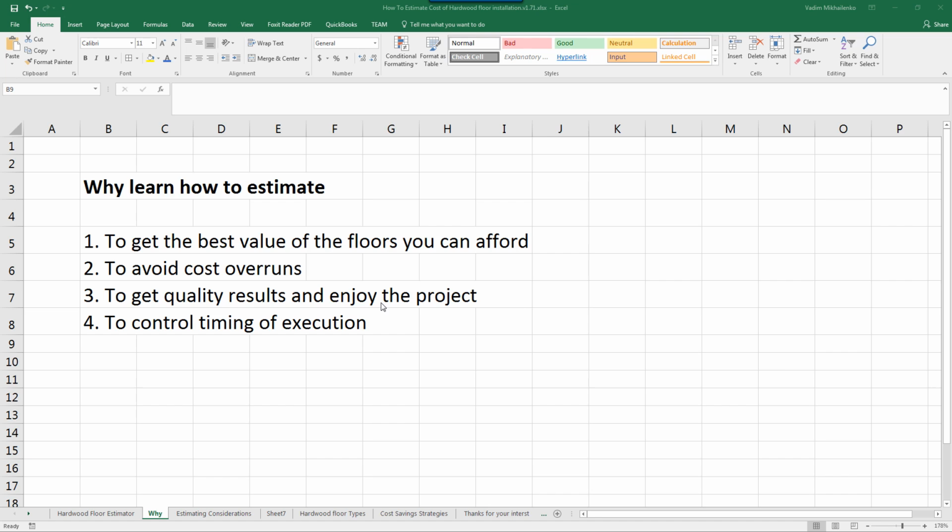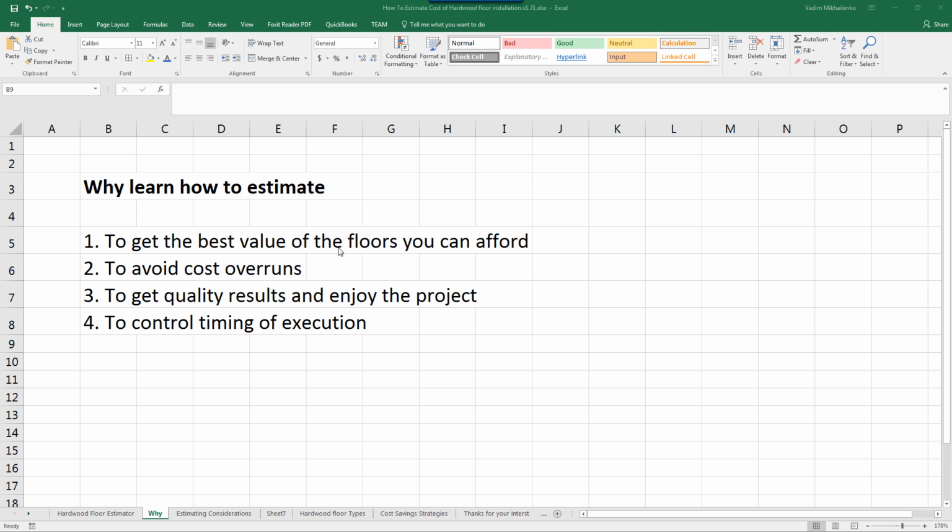So why would you consider learning how to do estimation? Why is this important? Number one, you want to get the best value for the amount of money that you want to spend, right? And in order to do that, you want to make sure you understand where the number is coming from and what's taken into account when you're doing the estimation.